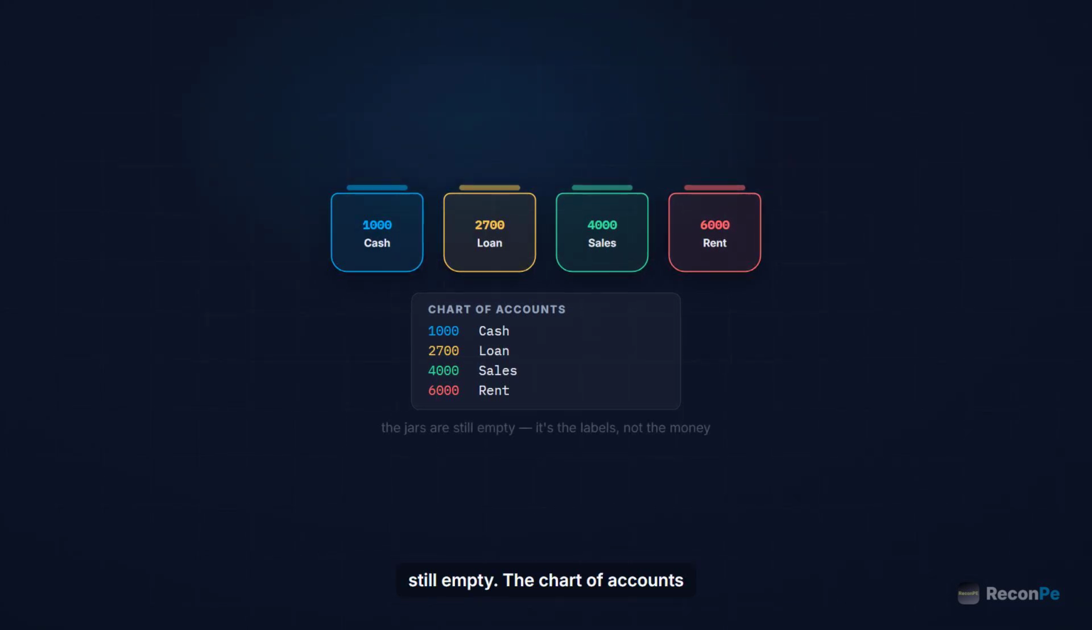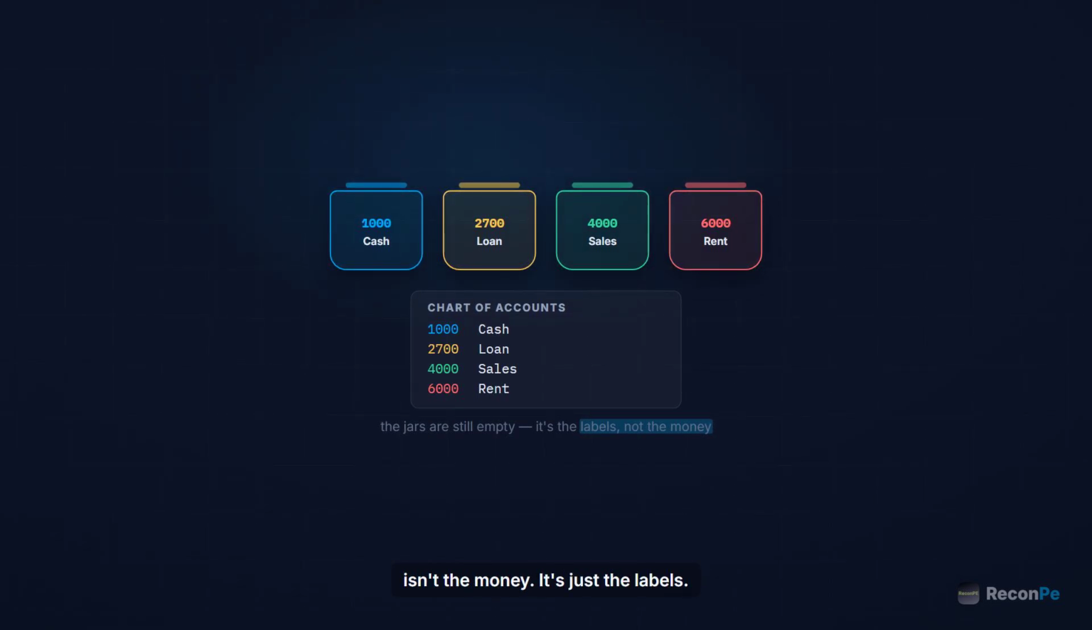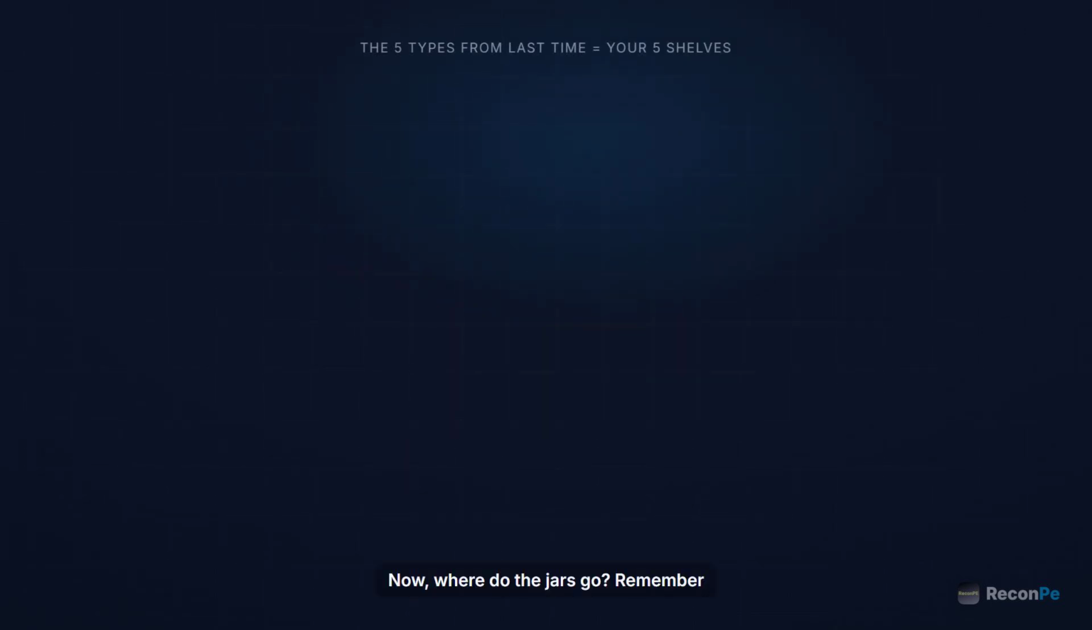Notice the jars are still empty. The chart of accounts isn't the money, it's just the labels. The money drops in later. Now, where do the jars go?